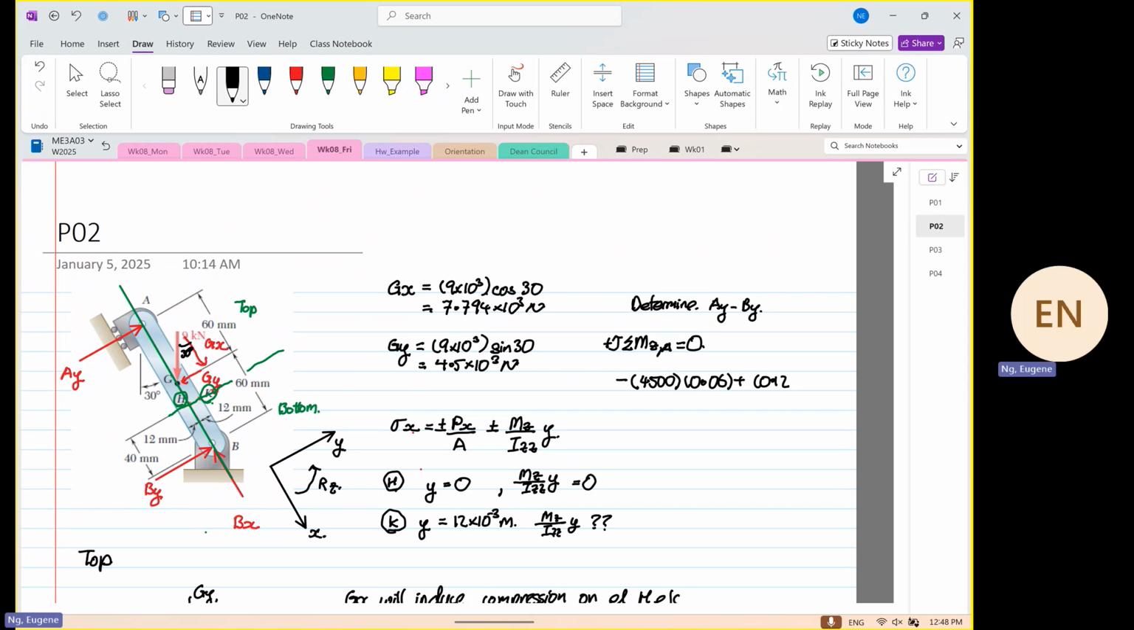Multiplied by By, which is equal to 0. So from here, By will be equal to 4500 times 0.06 divided by 0.12, which is equal to 2250. Okay, so this is your By.